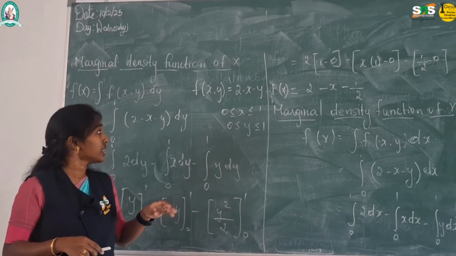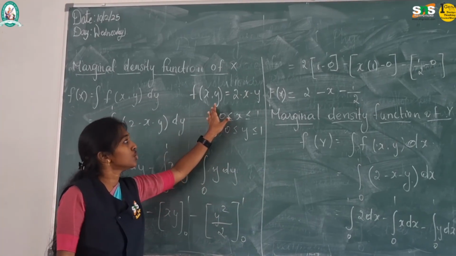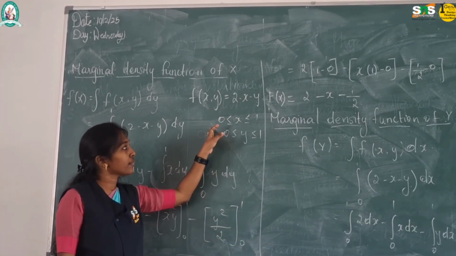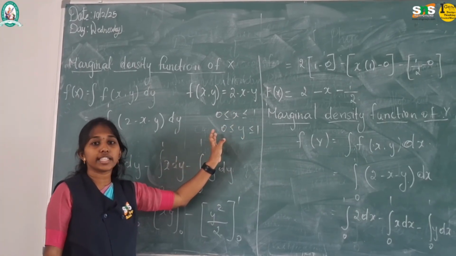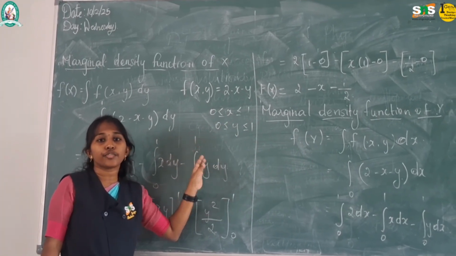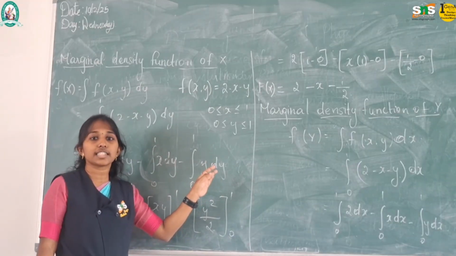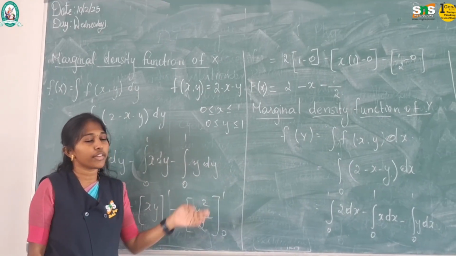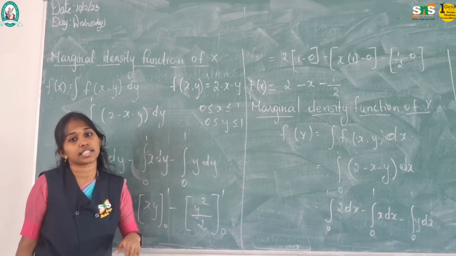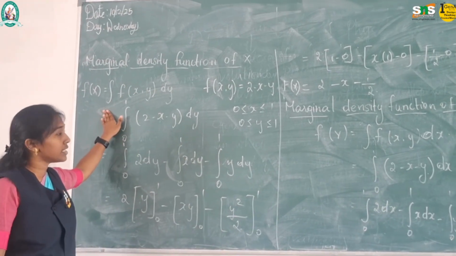The given problem statement is f(x, y) = 2 - x - y, and the given limits are 0 ≤ x ≤ 1, and the y limit varies from 0 to 1. So we are going to find the marginal density function for x as well as y, and in the second subdivision we are going to find the conditional probability of x given y as well as y given x. So first we are going to find the marginal density function.